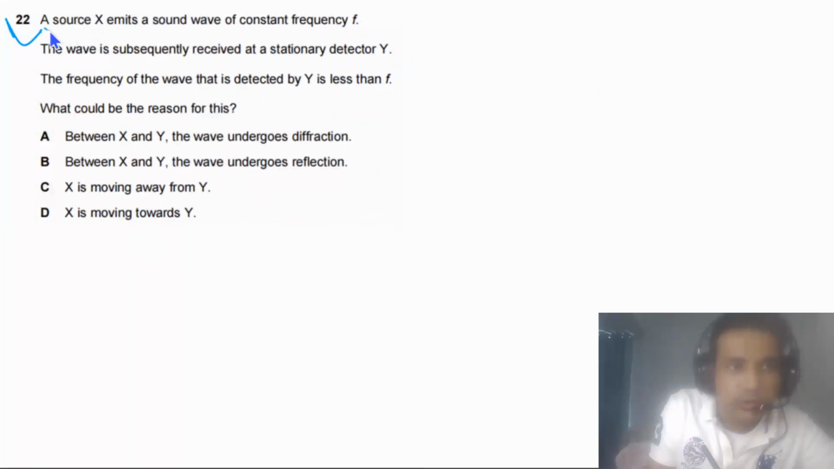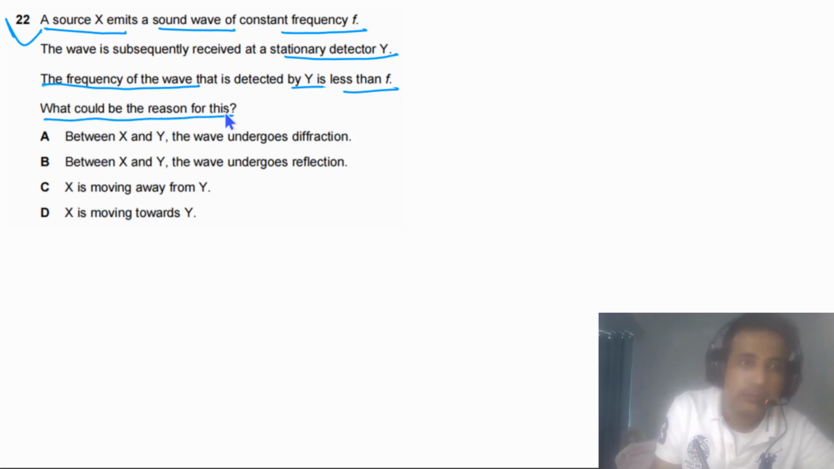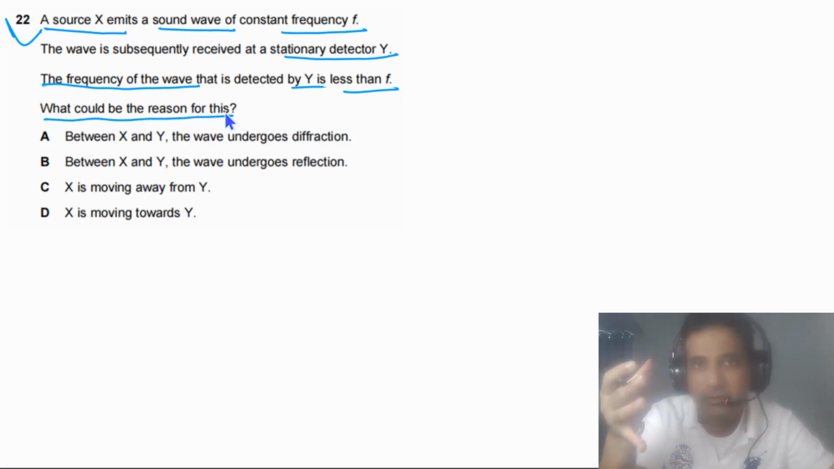Question 22 says a source X emits a sound wave of constant frequency F. The wave is subsequently received at a stationary detector Y. The frequency of the wave that is detected by Y is less than F. What could be the reason for this? This is a pretty straightforward question. This is due to the Doppler effect.